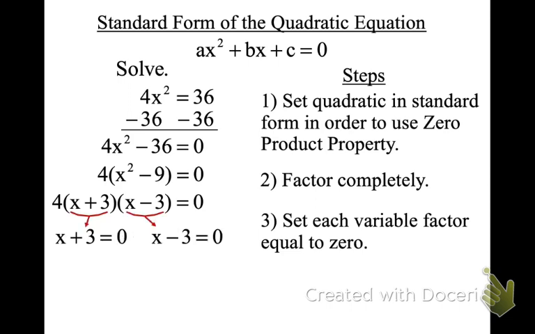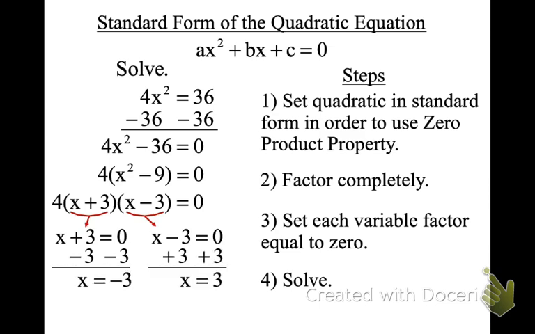And I get those alone. I subtract 3 from both sides, I add 3 to both sides. I get x equals negative 3 and x equals positive 3. So my solutions are negative 3 and 3. And again, if that were on the graph, taking it back to what you know from graphing, that means it would go through negative 3 and positive 3. The parabola would be going through those points. All right.